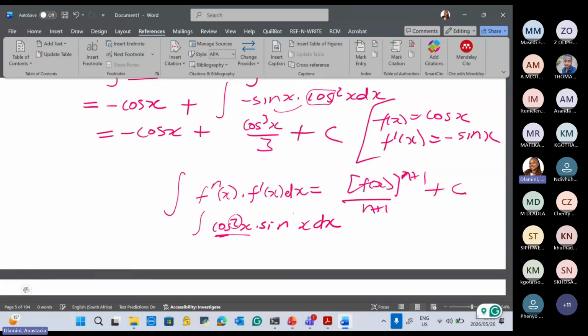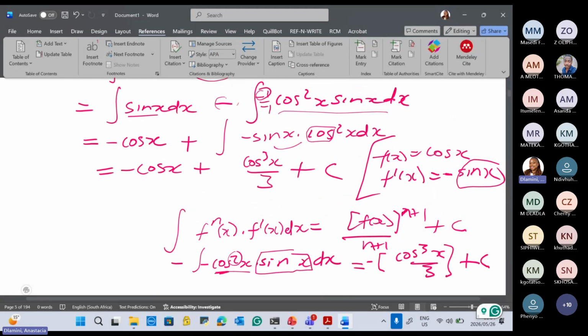So meaning that I do have this part, but I just need the negative. And from what we have learned, I can introduce the negative. So this is then equal to negative cos to the power of 3 x over 3 plus c. Because there was a negative on top here, negative times this negative becomes positive. That's why we ended up here. Oh, I see.